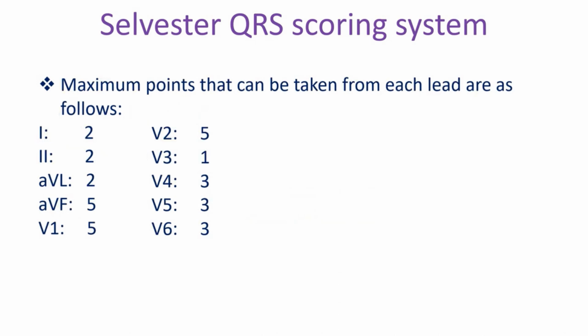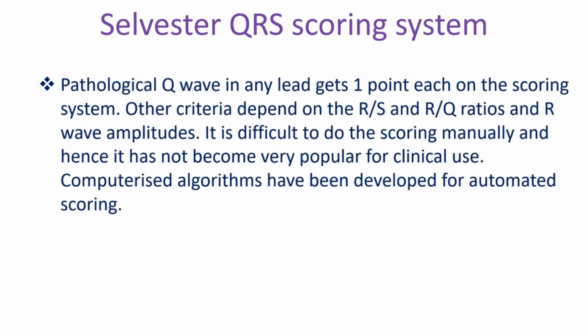Maximum points that can be taken from each lead are as follows: Lead 1 2, Lead 2 2, AVL 2, AVF 5, V1 5, V2 5, V3 1, V4 3, V5 3, V6 3. Pathological Q wave in any lead gets 1 point each on the scoring system. Other criteria depend on the R by S and R by Q ratios and R wave amplitudes.